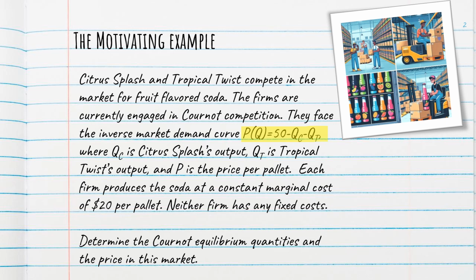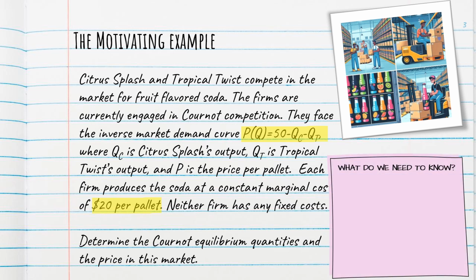In addition to this inverse demand curve information, we are told that each firm produces soda at a constant marginal cost of $20 per pallet, and that neither firm has any fixed costs. Our goal is to determine the Cournot equilibrium quantities and price in this market.